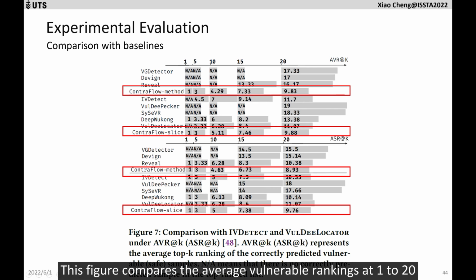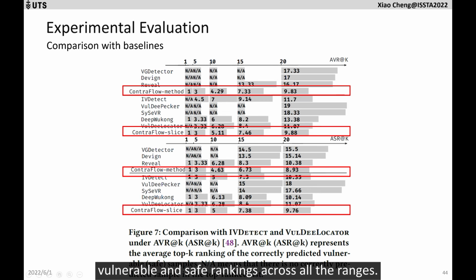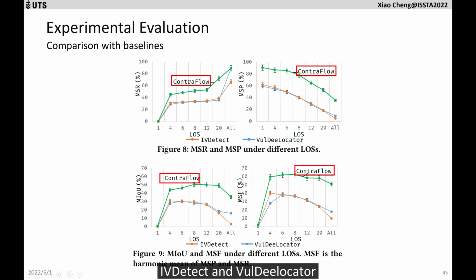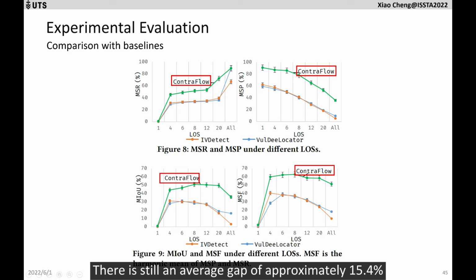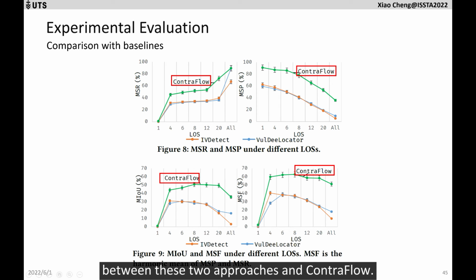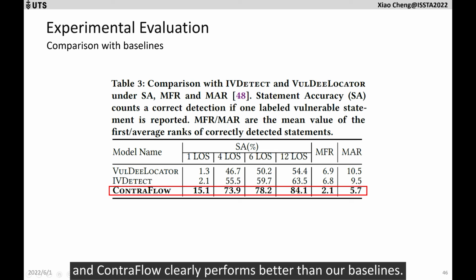This figure compares the average vulnerable rankings at 1 to 20 and average safe rankings at 1 to 20 of these approaches. It is clear that ContraFlow achieves the best average vulnerable and safe rankings across all the ranges. We also compare with 2 fine-grained baselines, IVDetect and VulDeeLocator, in terms of locating buggy statements. There is still an average gap of approximately 15.4% mean intersection over union and 24.6% mean statement F1 score between these 2 approaches and ContraFlow. This table also shows the fine-grained comparison, and ContraFlow clearly performs better than our baselines.